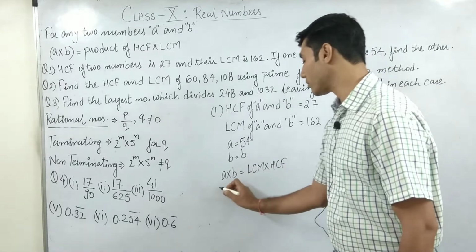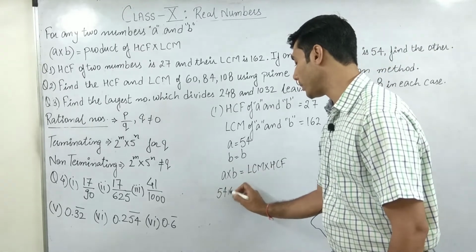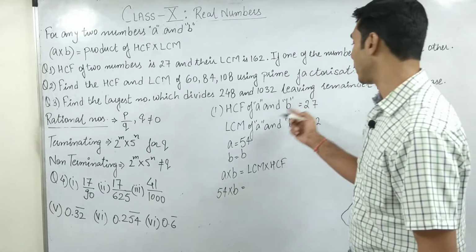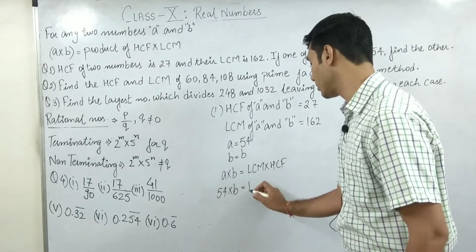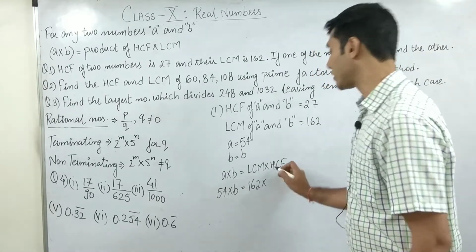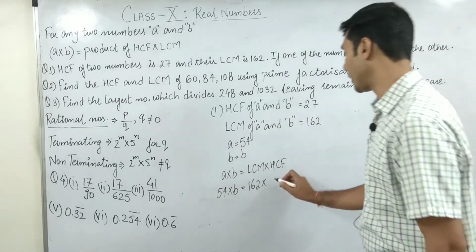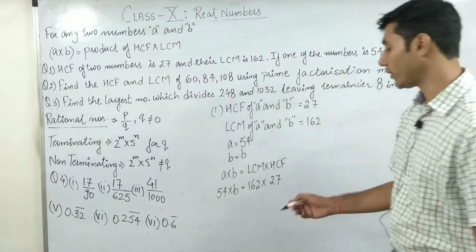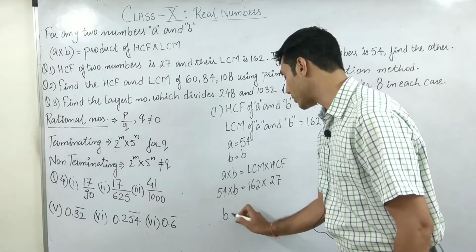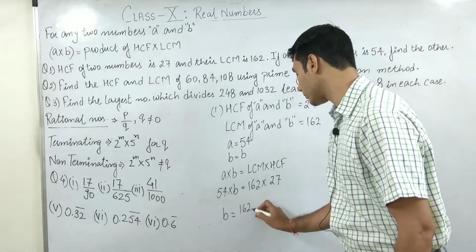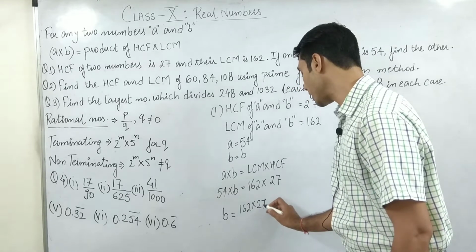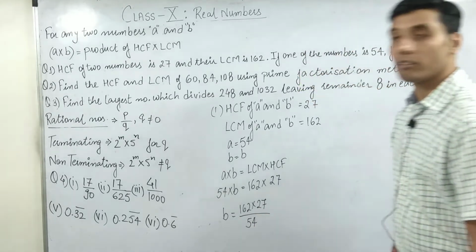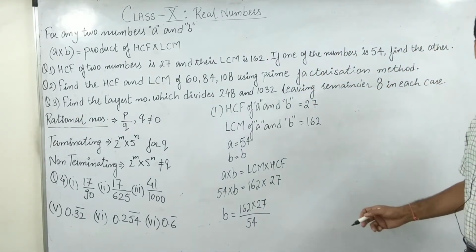So A into B, that is 54 into B, should be equal to LCM, which is given to you as 162, into HCF. What is HCF? HCF is 27, right? So what do you need to find out? B. How will you find it? B should be equal to 162 into 27 whole upon 54.